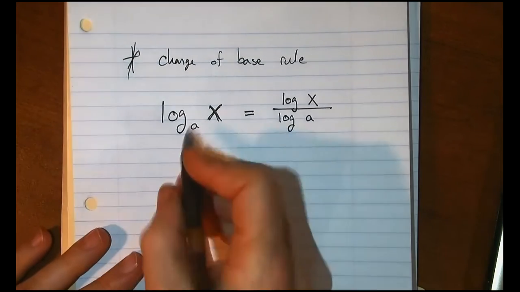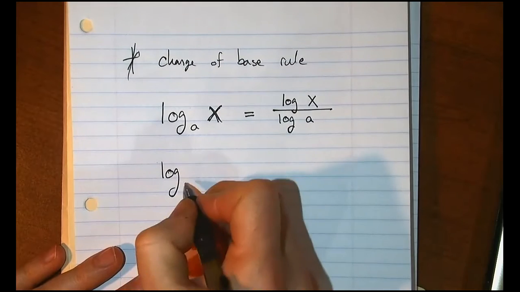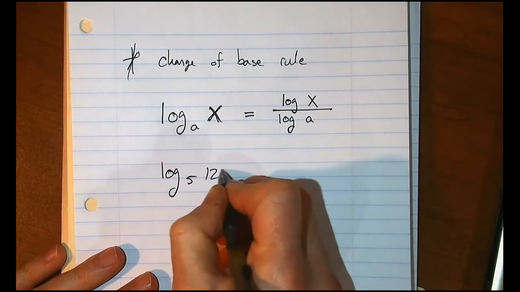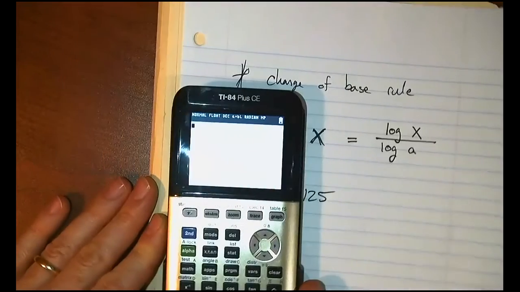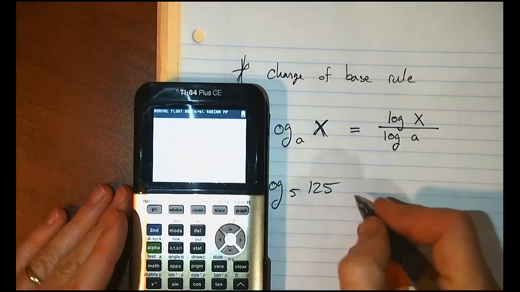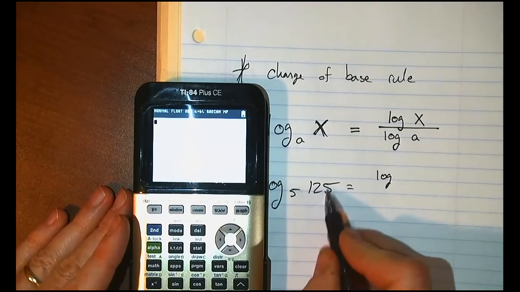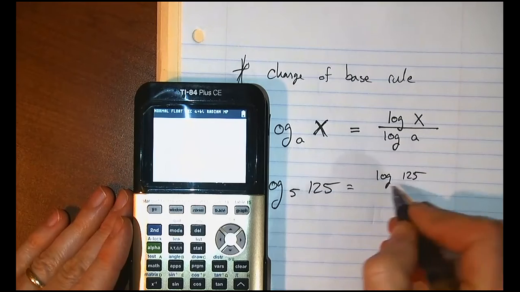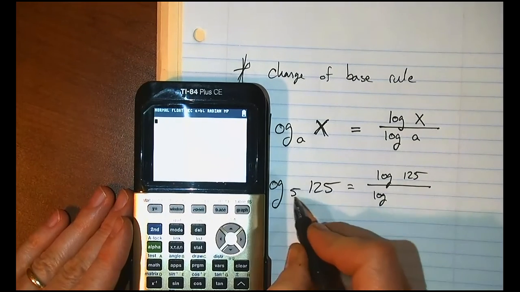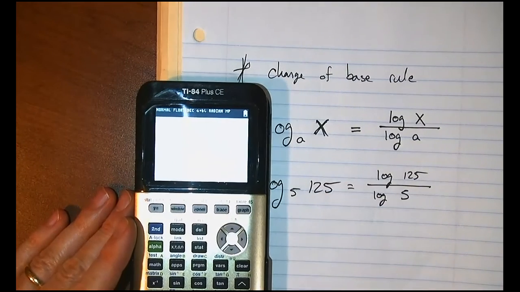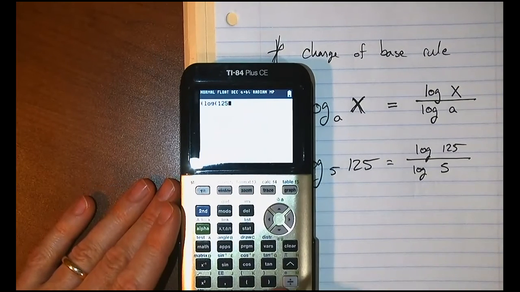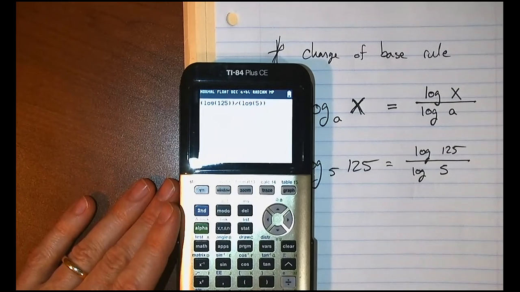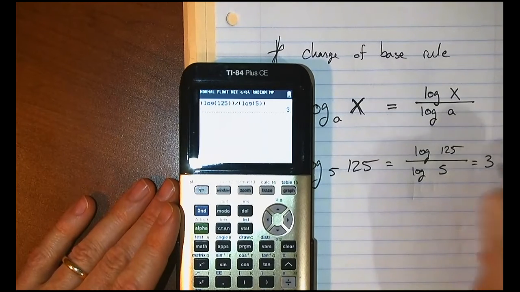So what does that mean? That means if I want to figure out, like, what is log base 5 of 125? If I want to figure out that answer, then I can grab a calculator and type into the calculator the common log of this big number divided by the common log of the base. All right, so I'm just going to type that into my calculator. So I've got the common log of the big number divided by the common log of the base. And there's my answer. It's equal to 3.